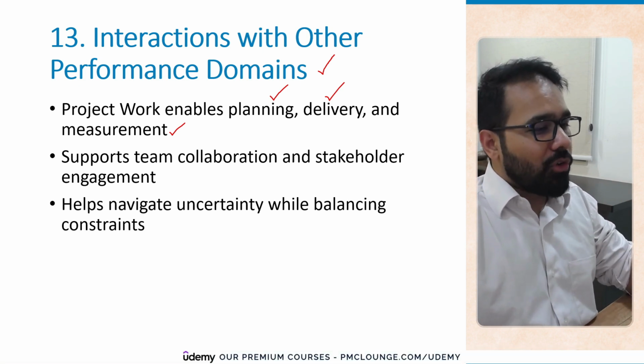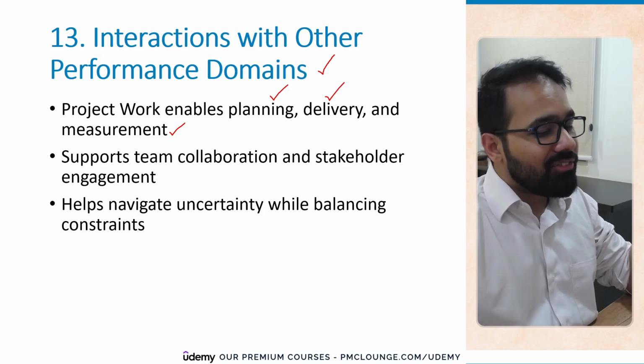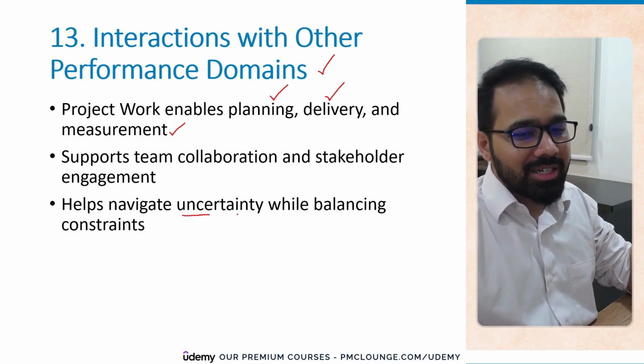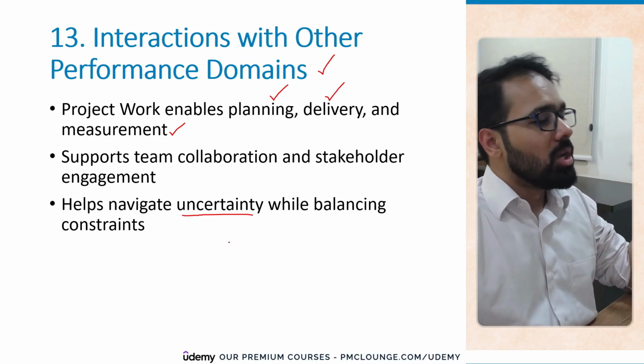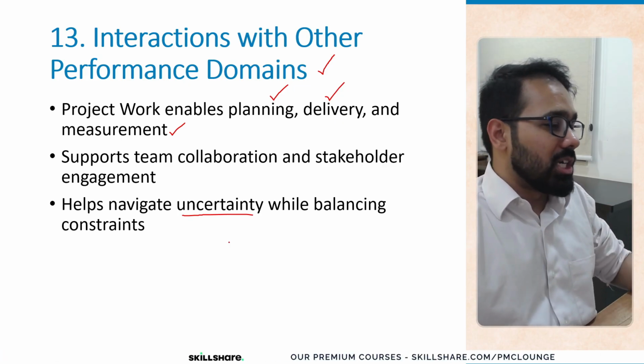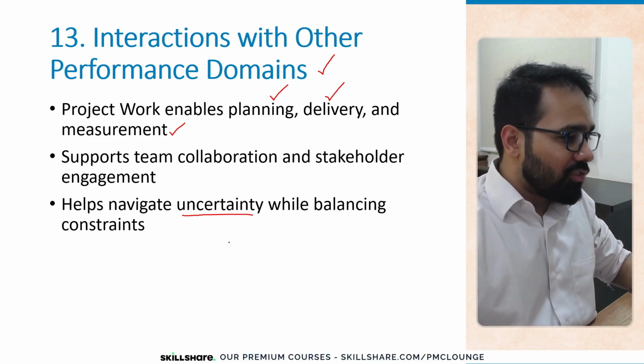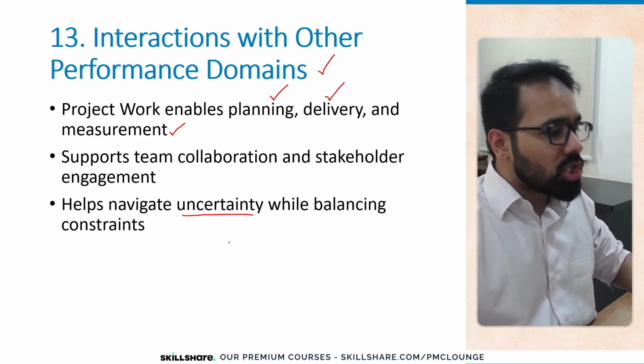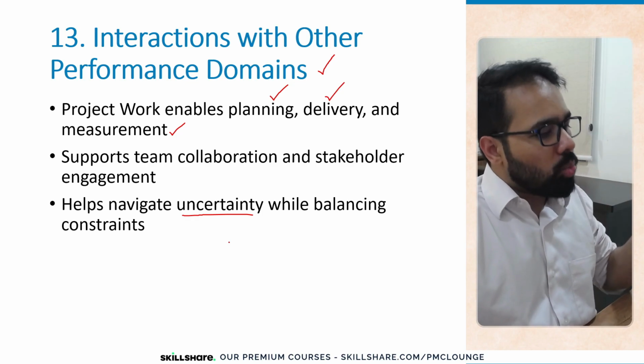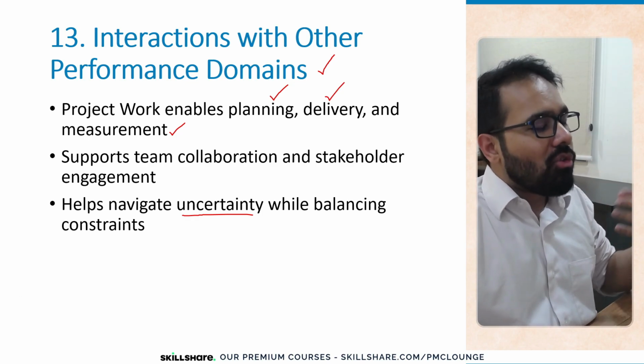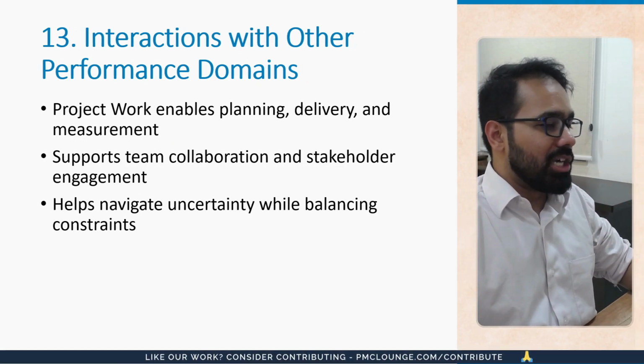Now, this performance domain also helps navigate uncertainty. Uncertainty is also a performance domain, right? While balancing the constraints. So whether deadlines shift or risks emerge, strong project work practices allow for these effective adjustments.